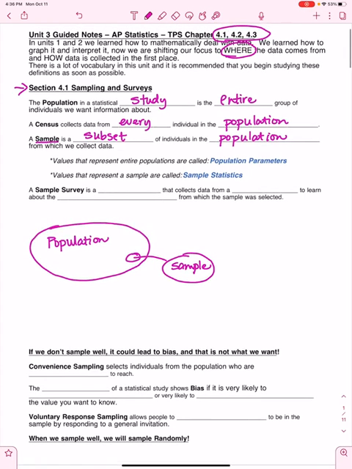And remember, we learned this in one of our other units, that when we're referring to mathematical values about the population, we refer to them as parameters, and for samples they would be statistics. Let's say I wanted to talk about the average GPA. Let's say my population is high school students. The average GPA for my population would be a population parameter, but the average GPA for my sample would be a sample statistic. That's the difference between those two.